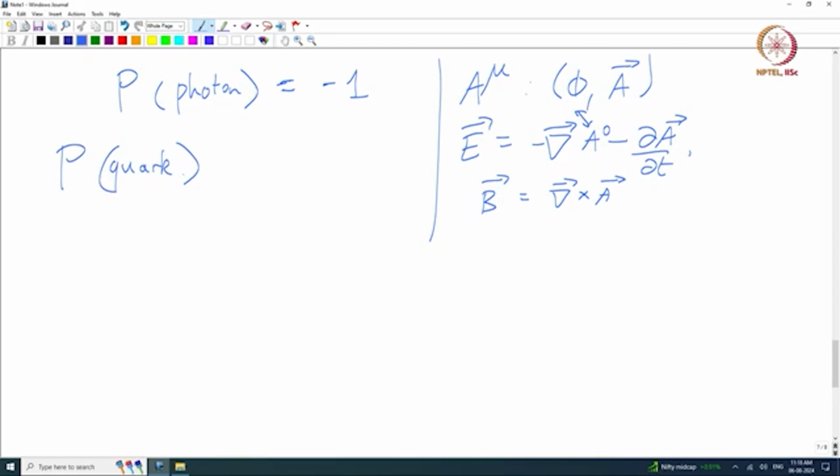Okay. Now next, if you were to write the intrinsic parity of a quark, this is much harder to tell, okay. I am just going to tell you the answer. It is +1 and this assignment is completely arbitrary.